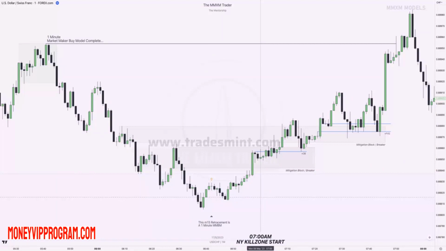And what is most important too, time, right? So be in a kill zone to look for your setup. So the New York kill zone starts over here, 7 a.m., right? And this part is in the kill zone. So we formed that smart money reversal just before the kill zone, and we want to look for entries inside the kill zone.